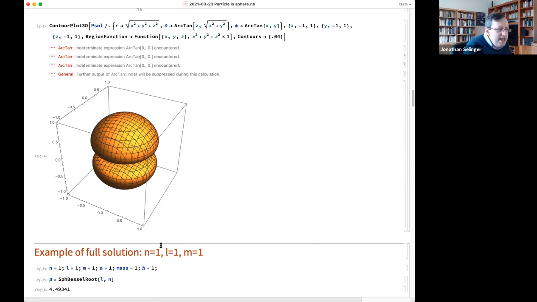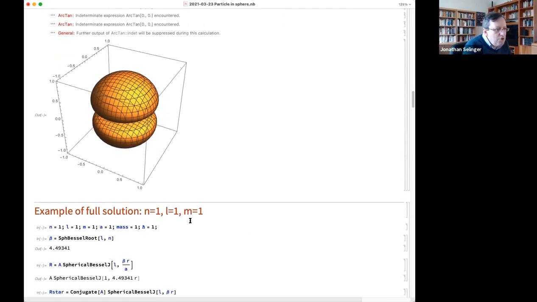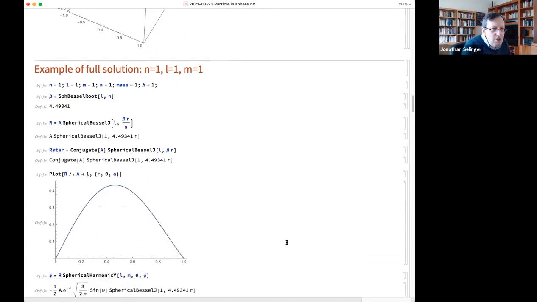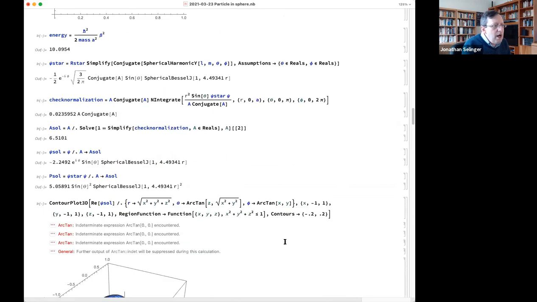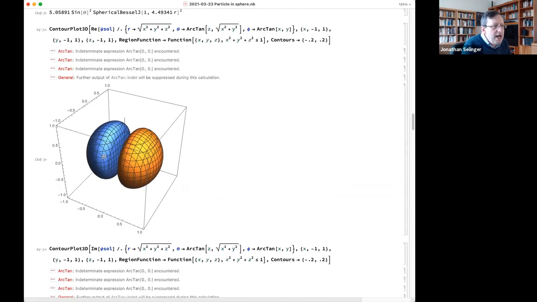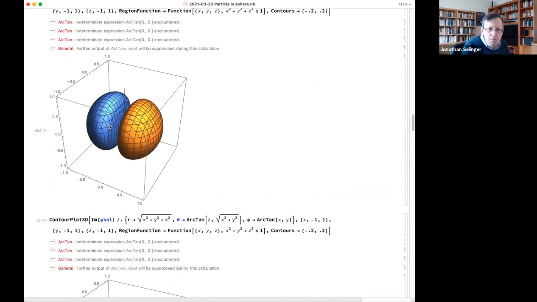What about n equals 1, L equals 1, m equals 1, right? So the 1, 1 spherical harmonic. Okay, so here now are the two lobes in the real part of psi. Here, positive x is where psi is positive real. Negative x is where psi is negative real.